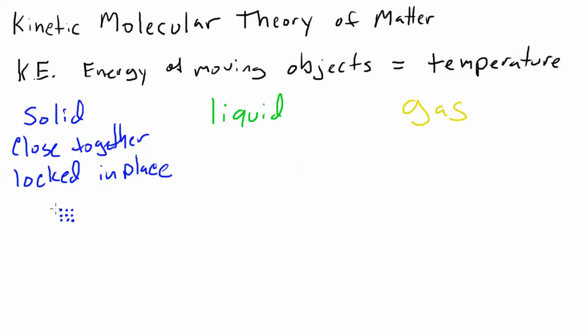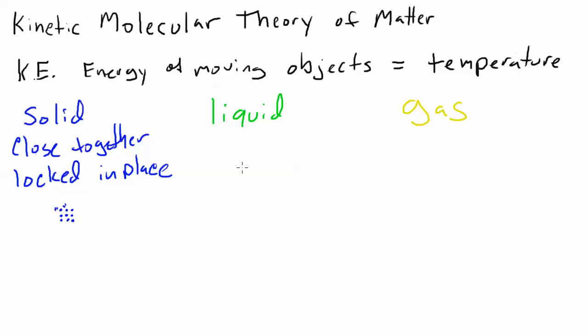What they can do is just wiggle or vibrate where they're at, back and forth. So when we talk about the kinetic energy of the particles of a solid, what we're talking about is how rapidly they're vibrating in place. They can't really go anywhere else.